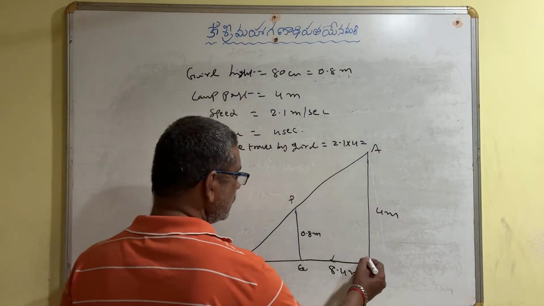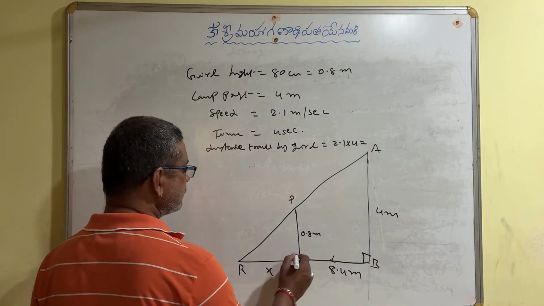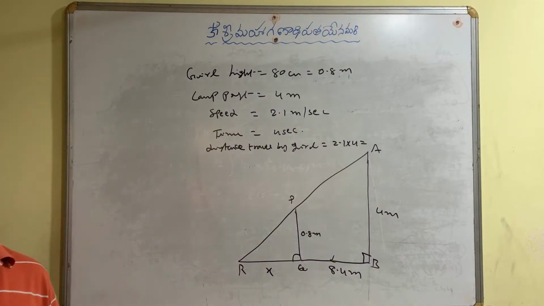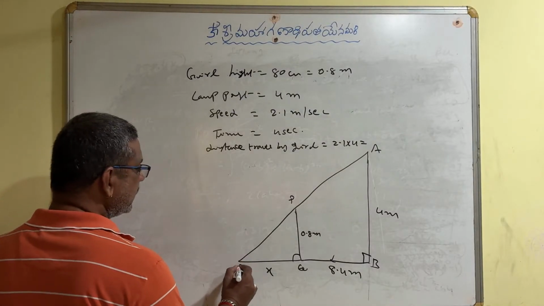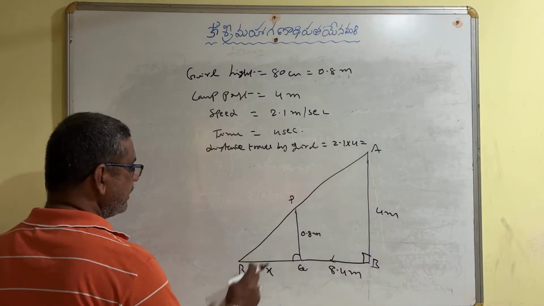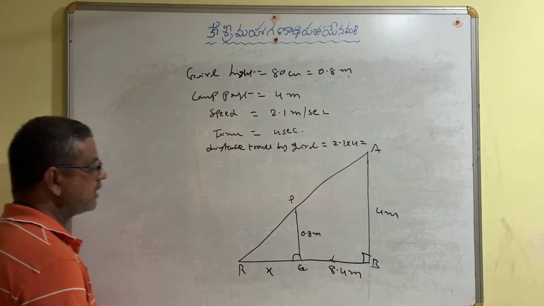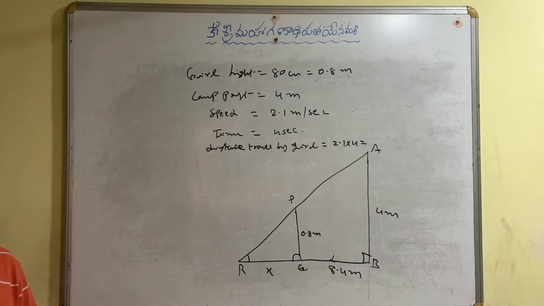Now, the lamp post is perpendicular to the base, as well as the girl is also perpendicular to the base. In triangles RQP and RBA, angle R is common and both are right triangles.